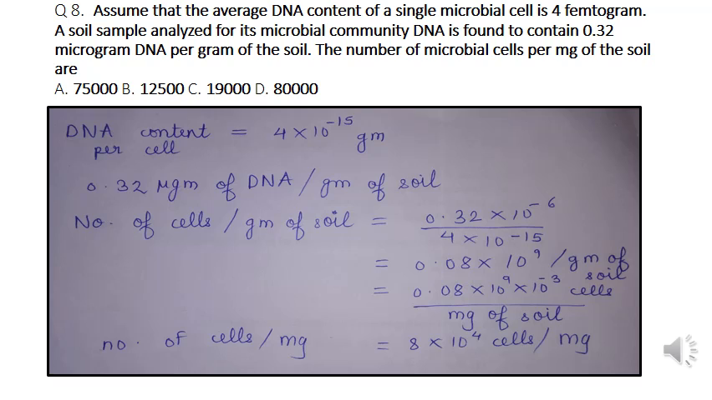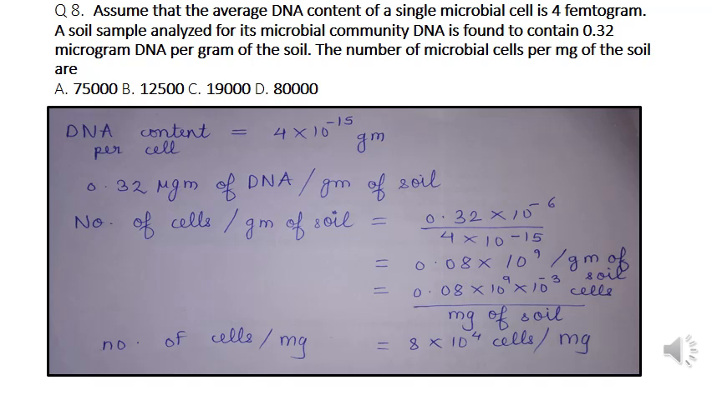So first of all, you have to know that the 4 femtogram means 4 into 10 raised to minus 15 gram. So there are different prefixes that you should know, like micro, pico, femto, kilo. So these are the prefixes that are used most of the time. So you should know what femto stands for. So here femto is 10 raised to minus 15. So DNA content per cell is 4 into 10 raised to minus 15 gram.